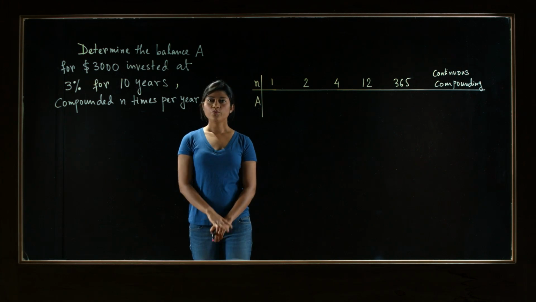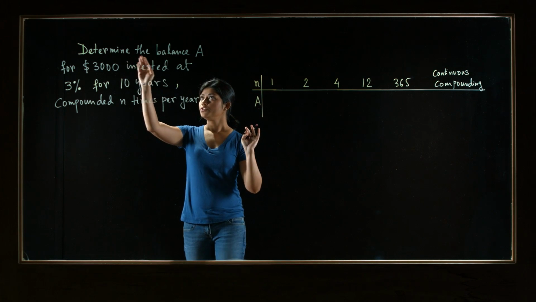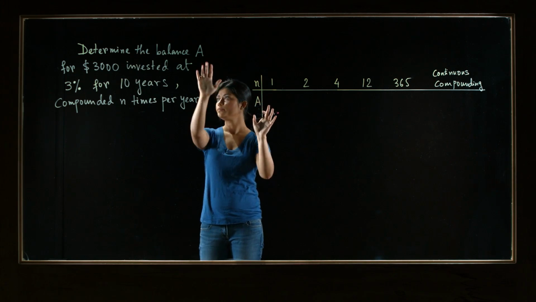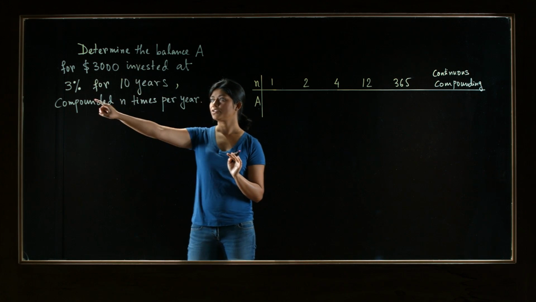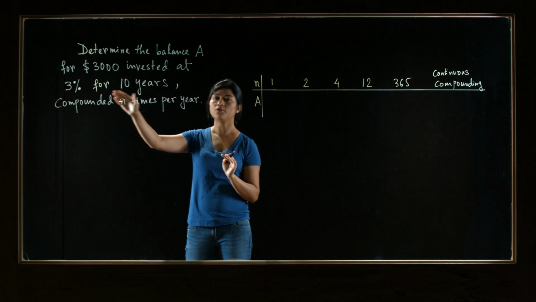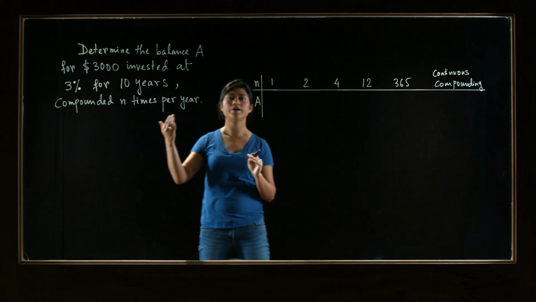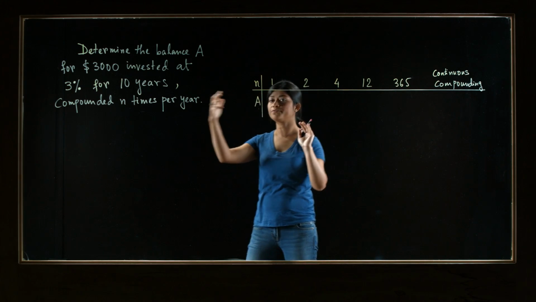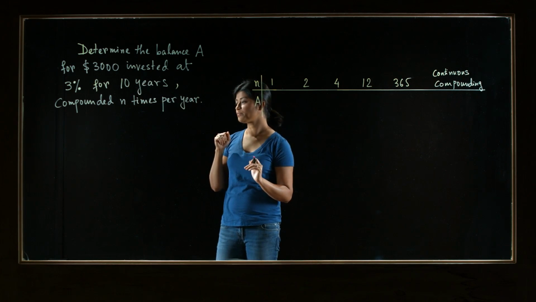In this problem, we will have to complete a table to determine the balance A. So A is right here on the table. When you're investing $3,000 at the rate 3% for 10 years, and the money is compounded n times per year. So here we have all the n values. So for each n, we have to figure out what is the balance when you invest $3,000.